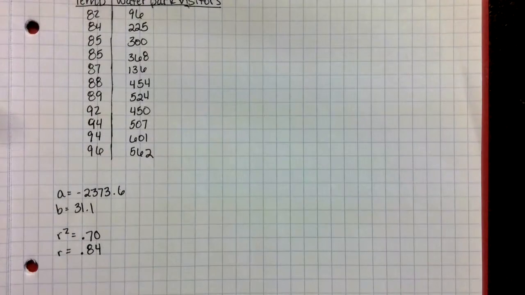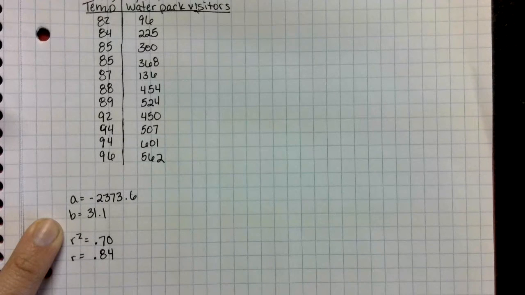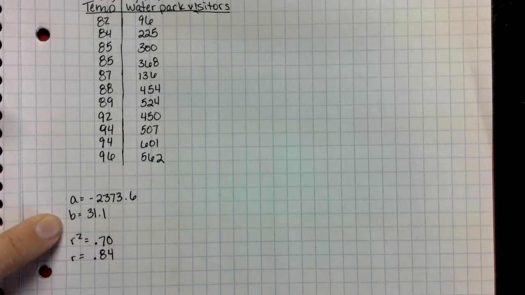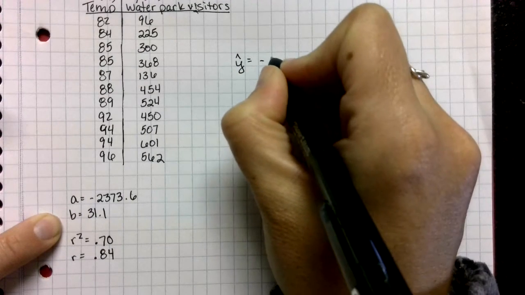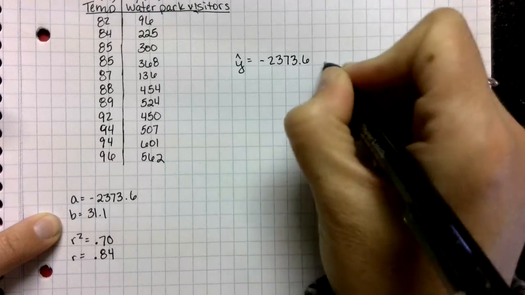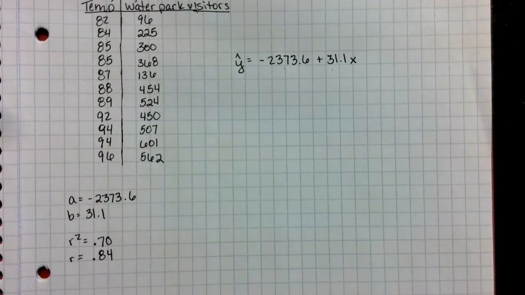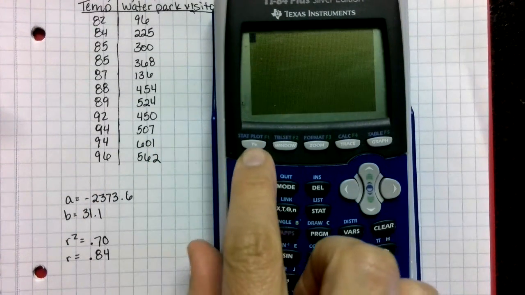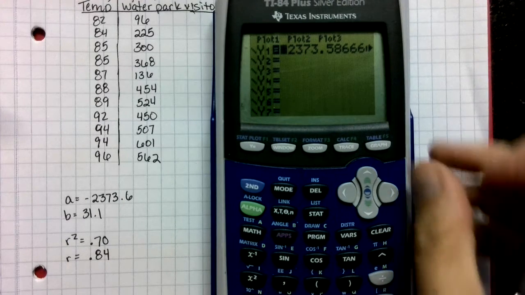Okay, so here's my information that I have. Now, a and b, what these represent are your slope and y-intercept. And remember, it's backwards of what you think. b is the slope. So we have this equation that is y hat equals negative 2,373.6 plus 31.1x. So this is a, this is b. Now, one of the cool things is because we told the calculator to store that regression equation, if you go to y equals, that equation is already in there and you don't have to do any rounding.